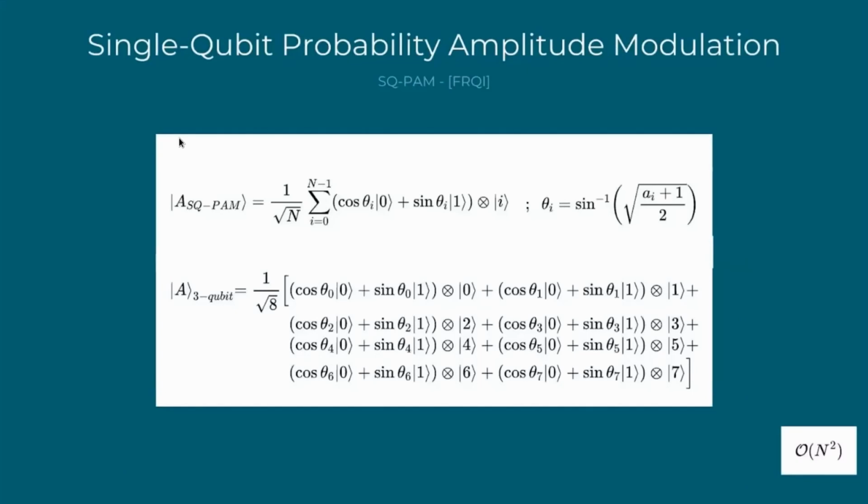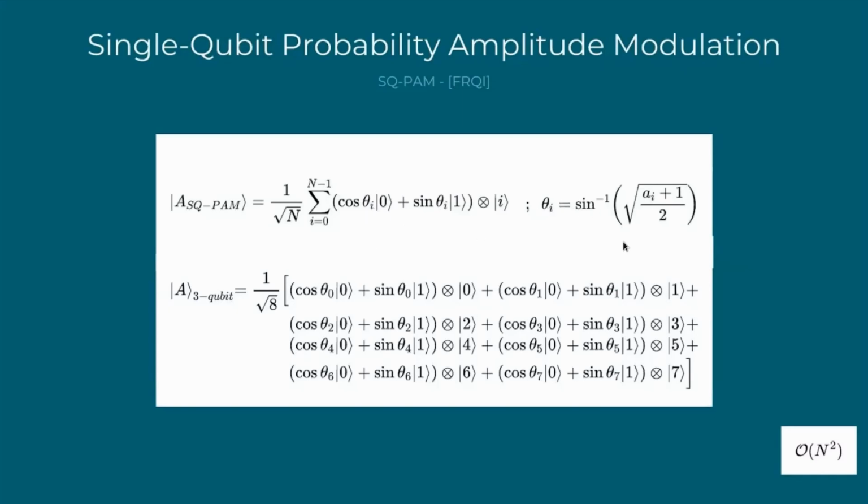Okay, so now let me explain SQPAM, which I call single qubit probability amplitude modulation. This is also a probability amplitude based encoding scheme, but the main difference is that you have an extra single qubit register in which you encode the amplitude information, and then you entangle that amplitude information to the respective time index that it is related to.